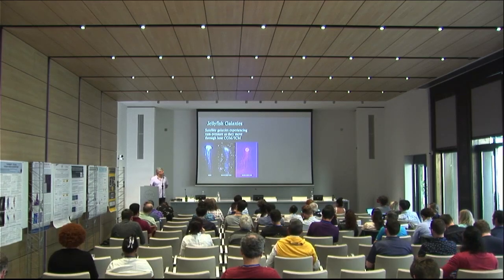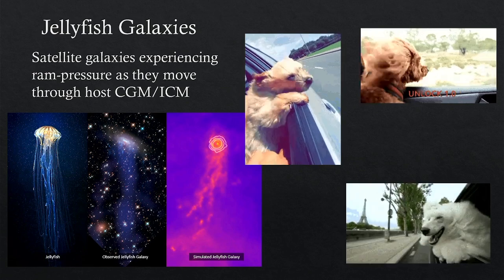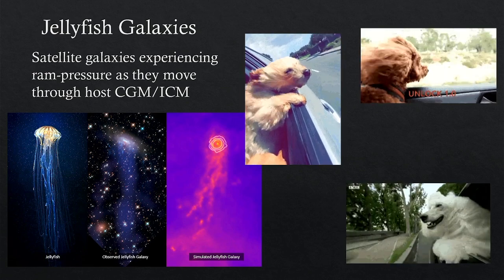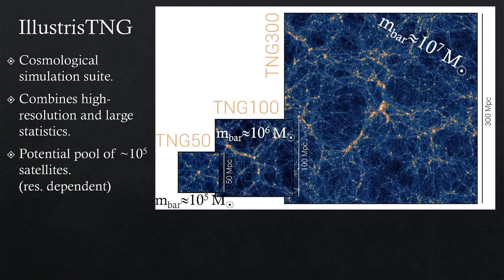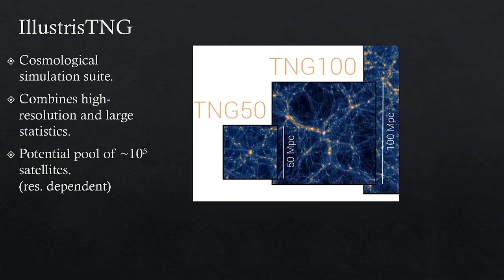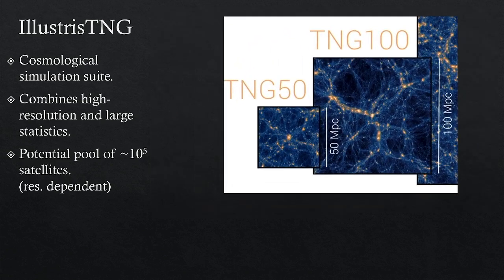I thought I'd show some terrestrial examples of ram pressure just so we could get a feel for how effective this stuff could be. And we decided to study jellyfish galaxies in simulations where you can have a very, very large sample of galaxies to look at. Specifically, you all know this picture, of course. We looked at the TNG50 and TNG100, figuring we'd need the higher resolution in these two boxes to really get the goings-on in jellyfish galaxies.